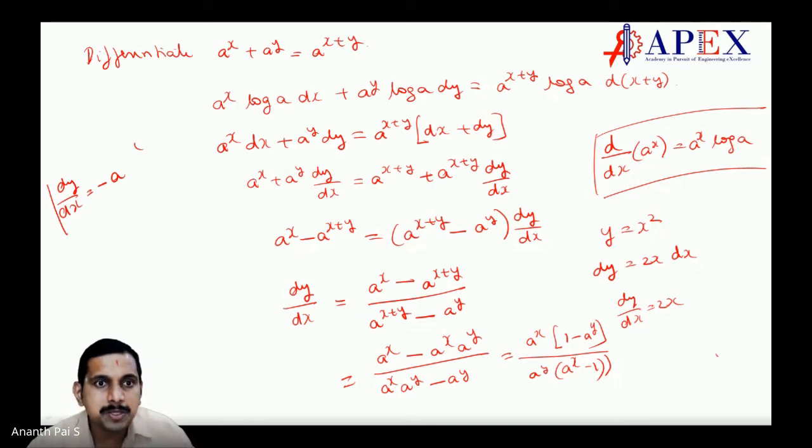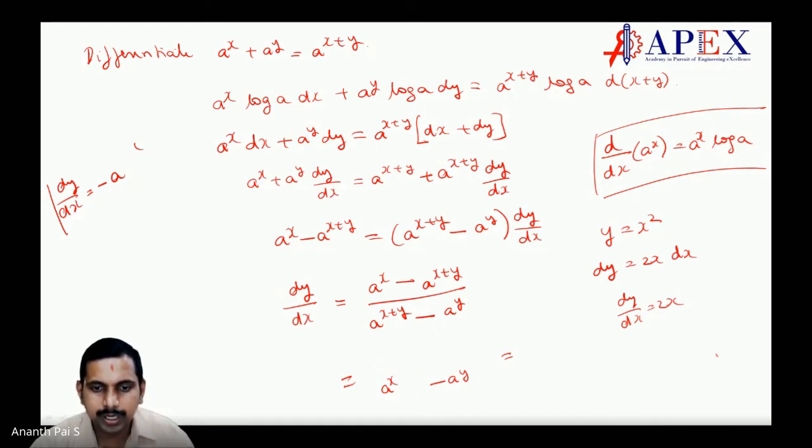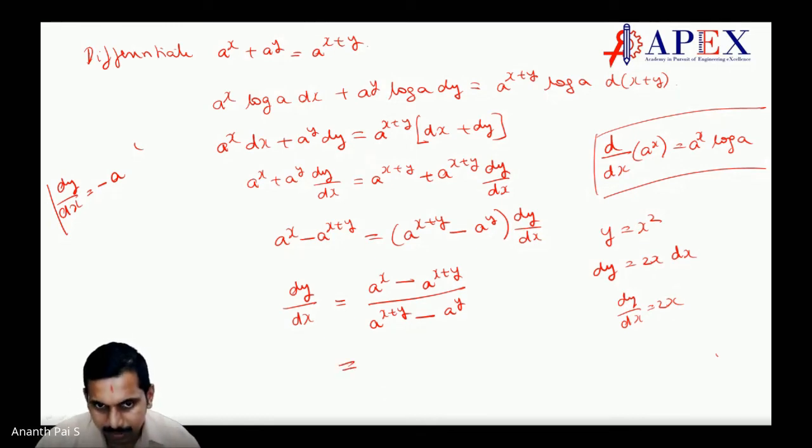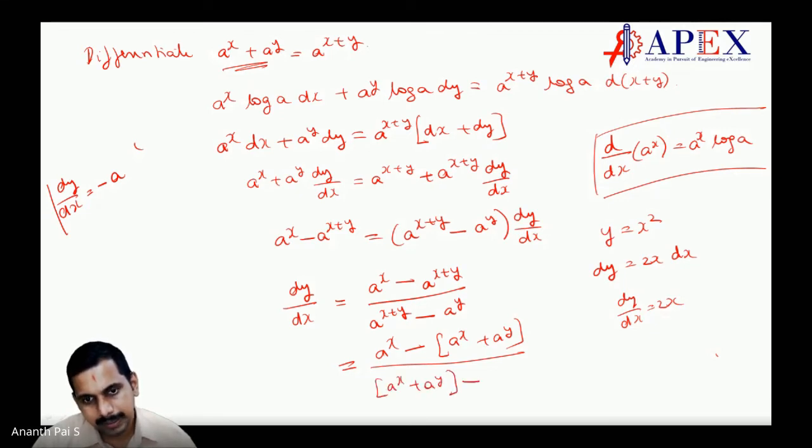A power x plus y is a power x plus a power y. I can do it like this. So this substitution here is where I can make a difference. Here you have a power x minus a power x plus y, which is already given as a power x plus a power y. So I can write a power x plus y as a power x plus a power y minus a power y. This can be written as: a power x cancels, what remains is a power y, and here a power y cancels, what remains is a power x.